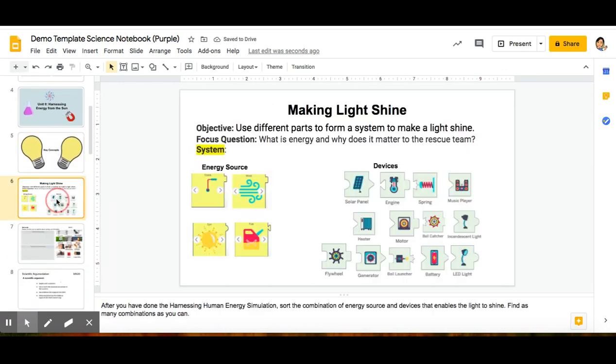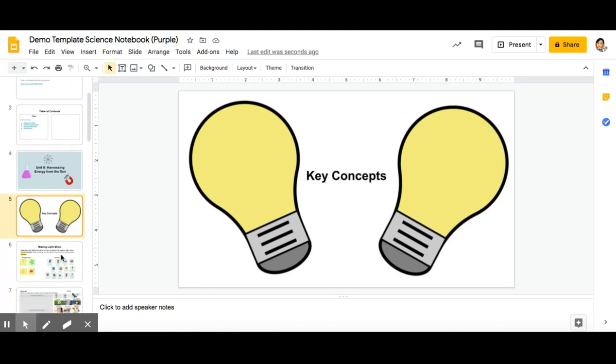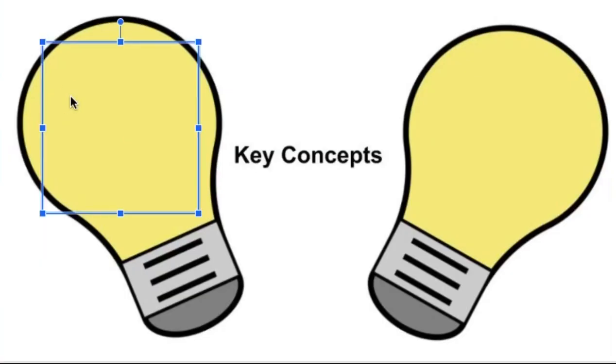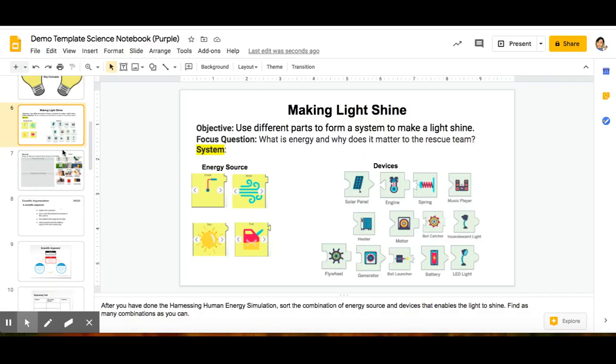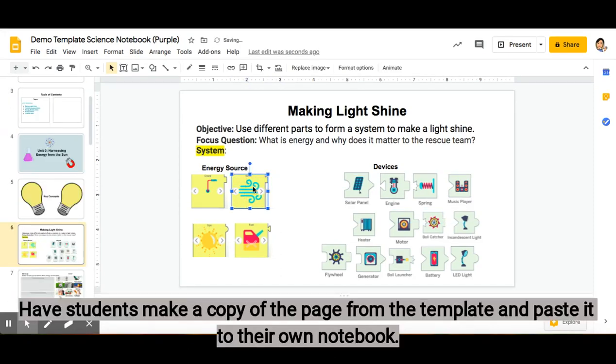For this key concepts page, what you can have students do is, as you are going through the units and learning about new concepts, students can go back to this page and add new key concepts that they learn along the way. So then when they go back to their notebook, they can refer to the key concepts that they learned in the unit.